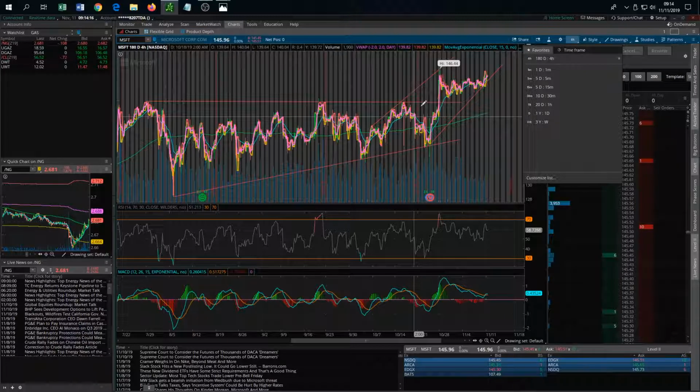High, high penetration. It's just amazing for Microsoft. And another ticker I want to analyze with you is Apple.